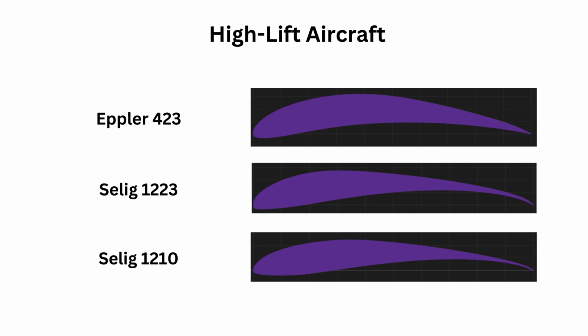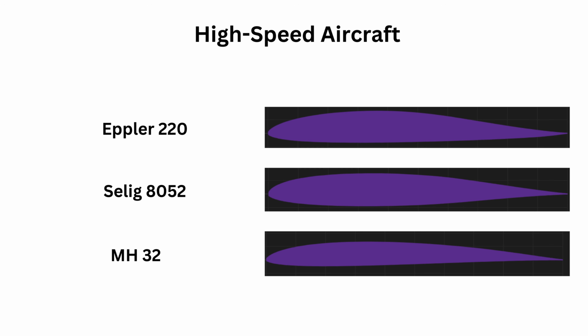Although these airfoils generate high lift efficiently, they also generate high drag, which will limit the maximum speed of the aircraft. For high-speed aircraft, we need to look at less cambered airfoils, which reduce the minimum drag coefficient, allowing the aircraft to reach higher top speeds. Examples are the Eppler 220, MH32, MH18, and Selig 8052. Notice that these are subsonic airfoils.